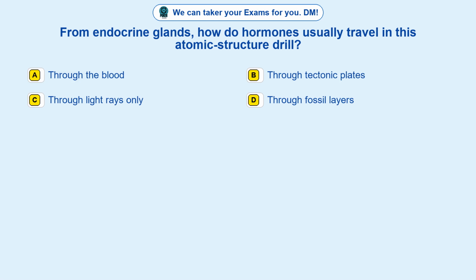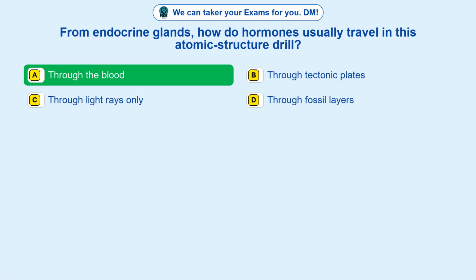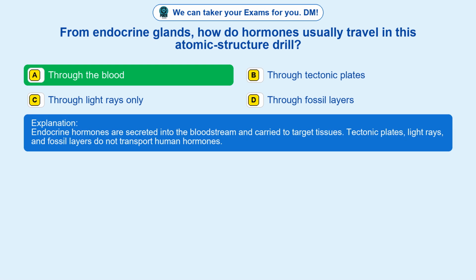Question 28. From endocrine glands, how do hormones usually travel in this atomic structure drill? Option A, through the blood. Option B, through tectonic plates. Option C, through light rays only. Option D, through fossil layers. The correct answer is option A, through the blood. Endocrine hormones are secreted into the bloodstream and carried to target tissues. Tectonic plates, light rays, and fossil layers do not transport human hormones.